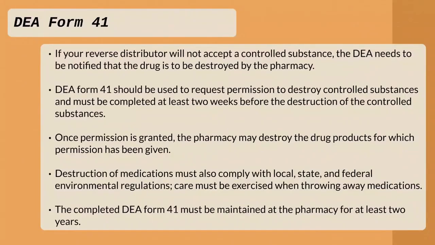There's also a DEA Form 41 for controlled substances. If your reverse distributor will not accept a controlled substance, the DEA needs to be notified that the drug is to be destroyed by the pharmacy. So DEA Form 41 should be used to request permission to destroy controlled substances and must be completed at least 2 weeks before the destruction of the controlled substances. Once permission is granted, the pharmacy may destroy the drug products for which permission has been given. So if your reverse distributor will not take back an expired controlled substance, you can use this to be able to destroy it yourself.